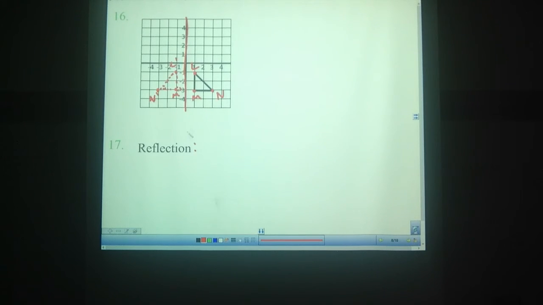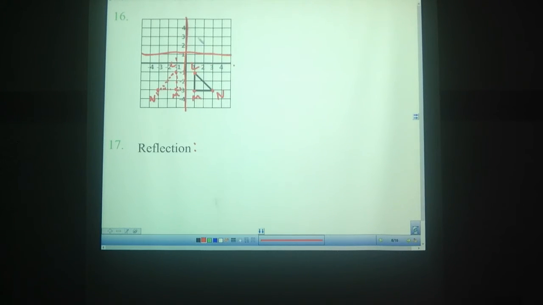and that creates our reflection. See how it's kind of reflected here? This is backwards from what that was. N was to the right of M. N prime is to the left of M prime. Kind of reverses things that way. And we can reflect across any line. We can reflect across the x-axis. We can reflect across any vertical or horizontal line. Those are the easiest lines to deal with.